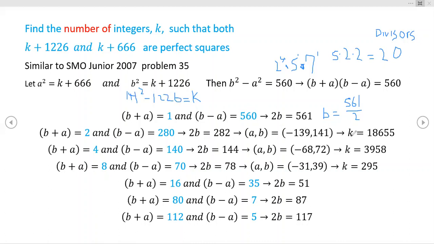Now notice it wasn't even necessary to find that k is equal to 18,655. We just know that this has a solution, and so that's going to be an instance of where k works. I just did it for the sake of completeness, but the minute you write down this ordered pair, you know that you can find k, right? So you know that would constitute a solution to this.